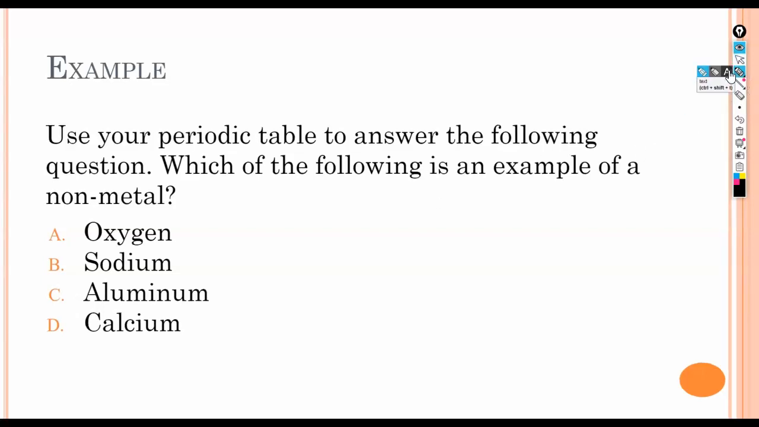Okay, so just based off of your shading, hopefully you saw that the only non-metal on this list is going to be oxygen. Sodium, aluminum, calcium are all on the left side of the periodic table, and so those are all going to be metals. Oxygen, you should know oxygen is a gas, that's not a metal, right? And plus it's on the right side of the periodic table anyway. Okay, so oxygen is a non-metal. Hopefully you got that answer correct.